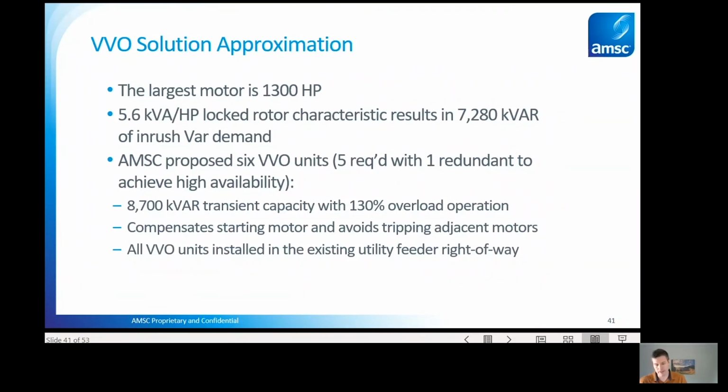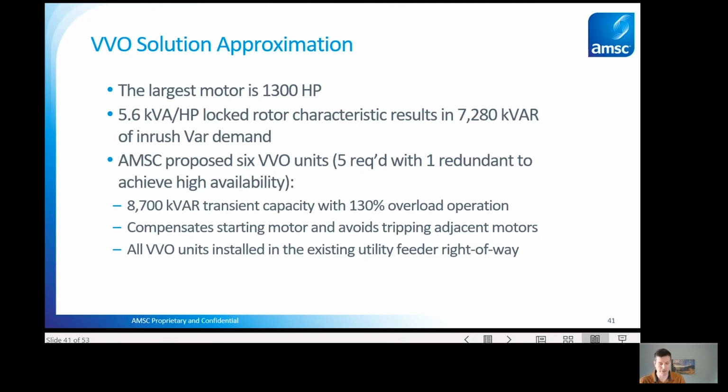So by knowing the largest motor and knowing how they're distributed on the feeder, we proposed 6 VVO units on this one distribution feeder. All of them installed at the medium voltage level, all of them installed in the existing utility right-of-way. And those 6 VVOs had a total output capability of about 8.7 MVAR with their overload rating. And that was more than enough to compensate the expected inrush of the largest motor.